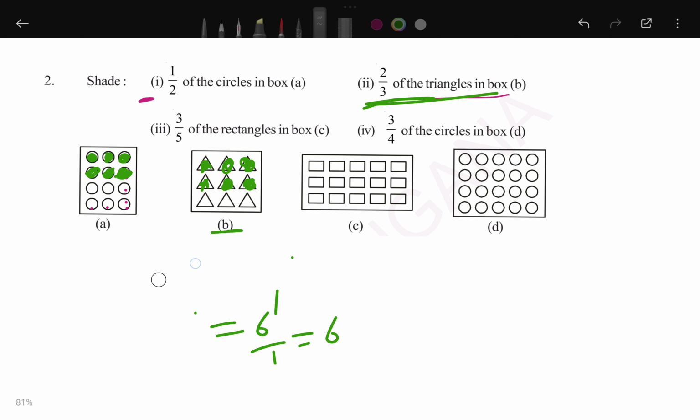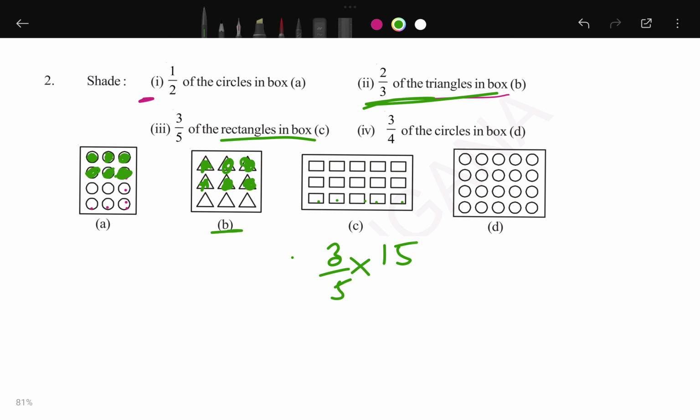Okay, now let's see the third one. So in the third one it is telling 3 by 5. Okay, 3 by 5 of the rectangle. See how many rectangle boxes are there. 1 2 3, 1 2 3 4 5, 15 rectangular boxes are there.